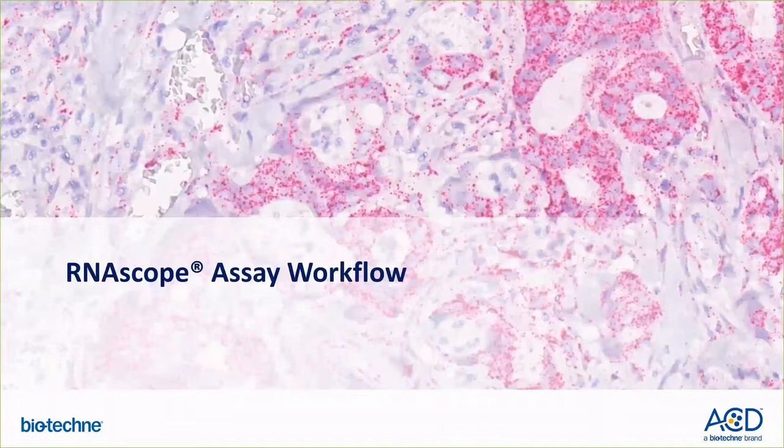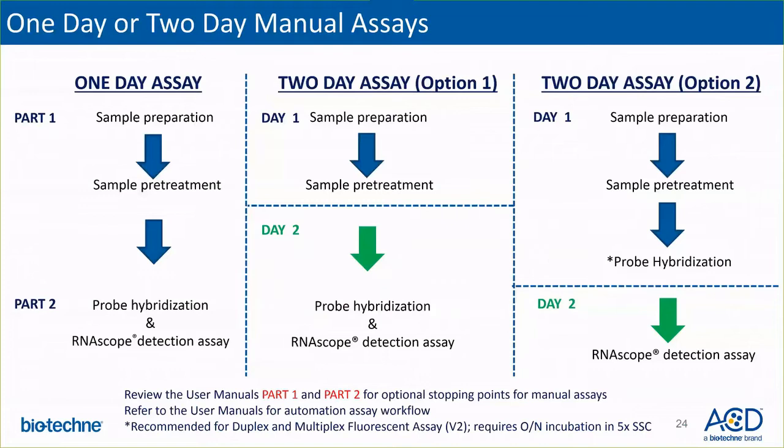Next, we will move on to the RNAscope assay workflow. With the RNAscope assays, you may perform the assay as a one-day assay. If you would like, there are a couple of options to split this protocol into 2 days. The first option would be to complete the sample preparation and pretreatment on day one, and then begin with probe hybridization and detection the following day. Please do refer to the technical notes recommended for your sample type to determine where the stopping point may be feasible. If unsure, please do contact technical support for recommendations.